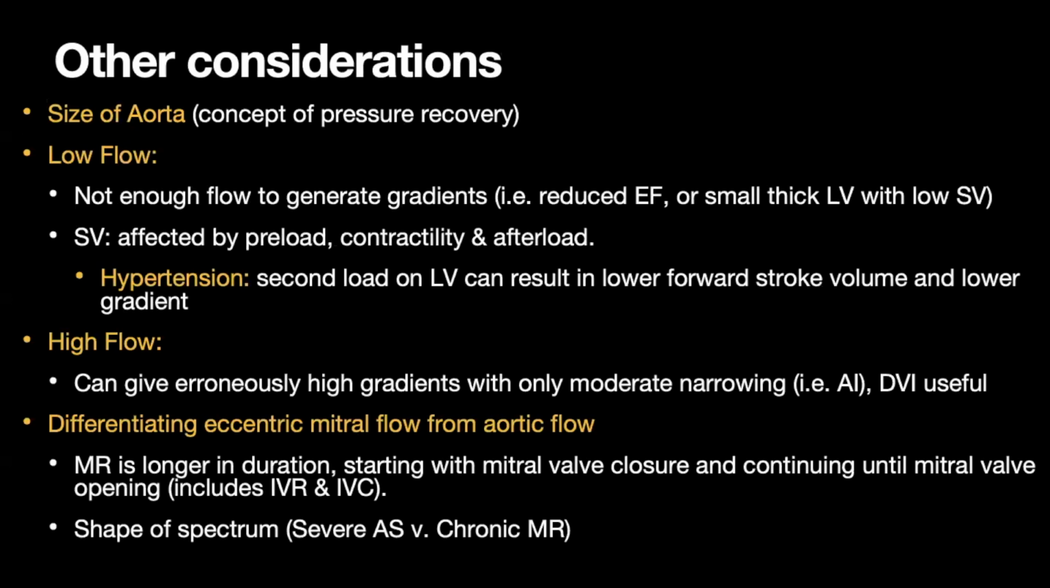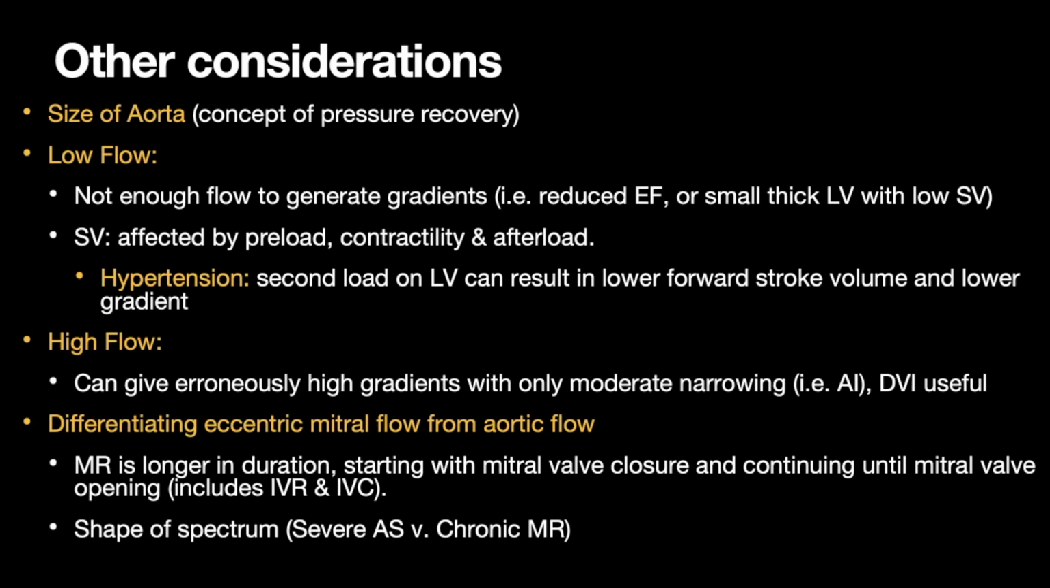Some other important considerations when you're assessing the aortic valve is the size of the aorta. So we'll get to the concept of pressure recovery. You're looking for states of low flow, so not enough flow to generate gradients, for example, reduced EF or a small, thick LV with low stroke volume. And your stroke volume is affected by your preload, your contractility, and your afterload. So significant hypertension can add a second load on the LV, which can result in lower forward stroke volume and lower gradients. Just like you can have low flow, you can actually have high flow, which can give you erroneously high gradients with only moderate narrowing, for example, if you have concomitant aortic insufficiency or AV fistulas with high flow.